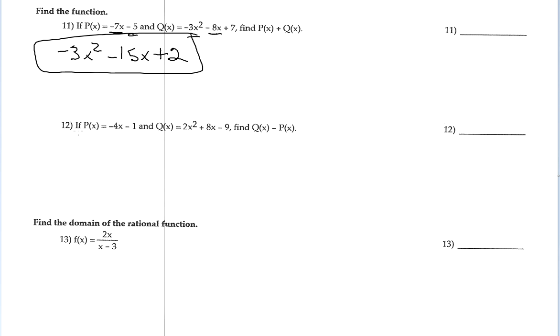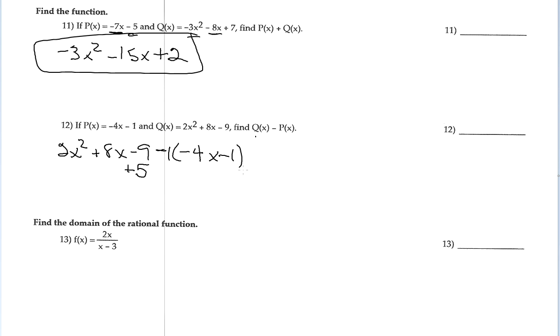This one, the functions change, but the idea is to find q of x minus p of x. So I want to put the q of x first. So you've got 2x squared plus 8x minus 9. And then we're going to subtract the -4x minus 1. We'll do it this way. Clearly subtracting this. Put my 1 there to help. Put that underneath the like column. Put a plus sign if you like.